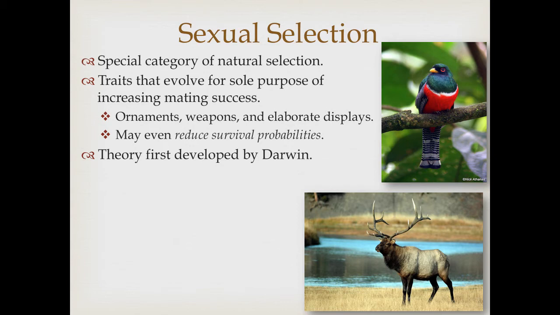So they're not really good natural selection based traits, but because the reduced survivorship is compensated by having increased mating success, that's what drives the evolution of the trait. So this trogon here, bright red, may make it more prone to being attacked by predators, but as long as he can live long enough to convince many females to mate, this is a trade-off that he's willing to make. And sexual selection theory was first developed by Charles Darwin.